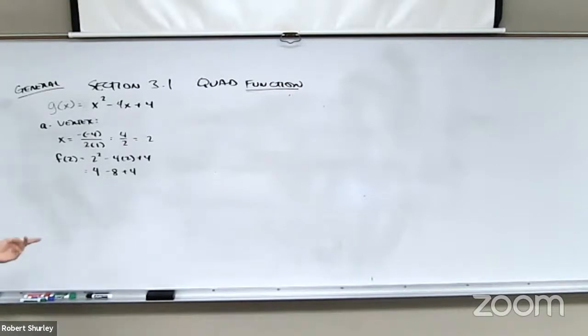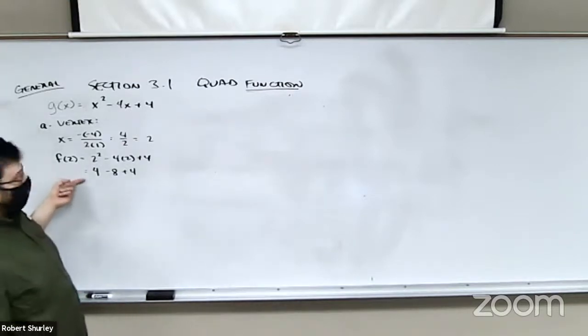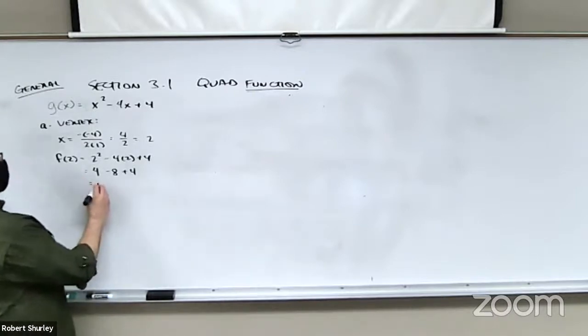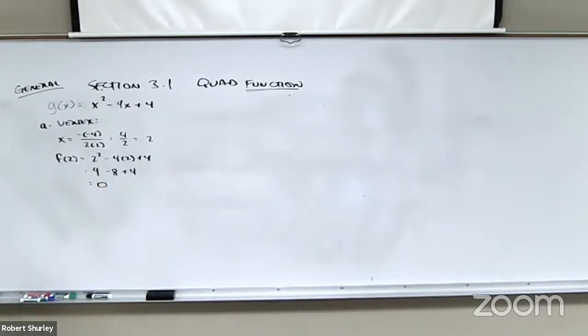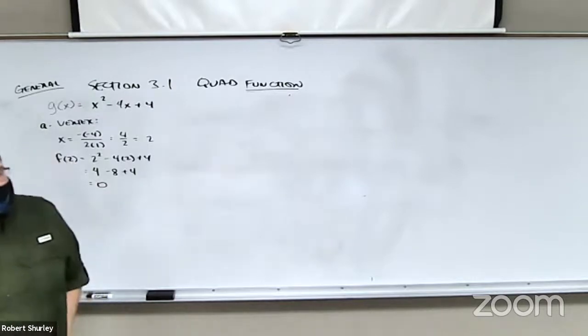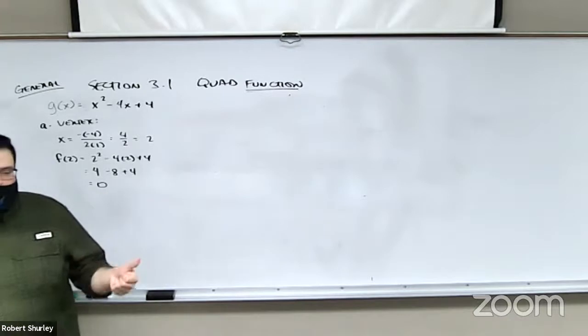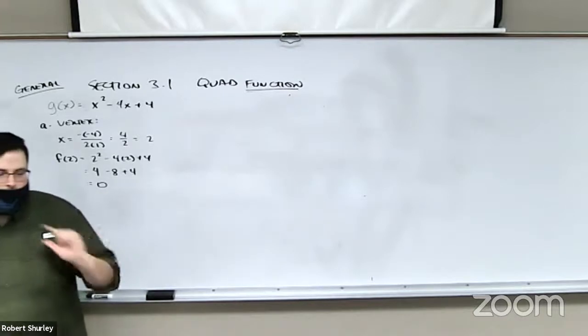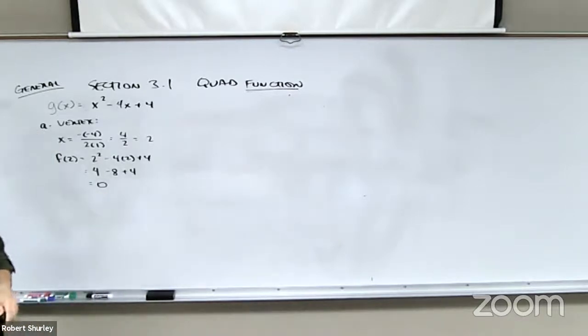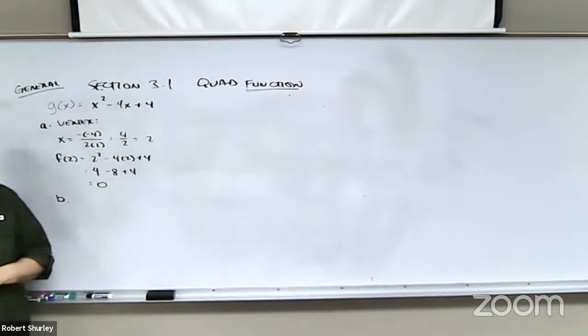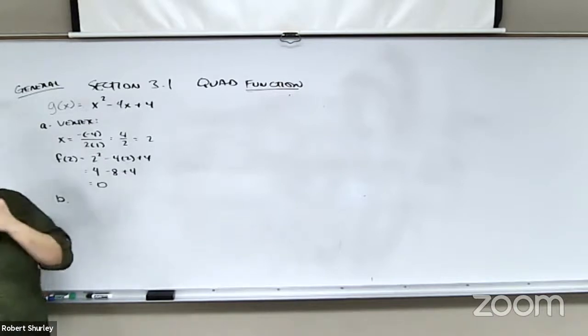Now, what's different about this one? What's weird? It turns out to be a 0. So here's my question. Quick question. Poll in the audience. If this is a 0, is it an x-intercept or a y-intercept? Is it the x-intercept or is it the y-intercept? You guys can yell it out on Zoom.